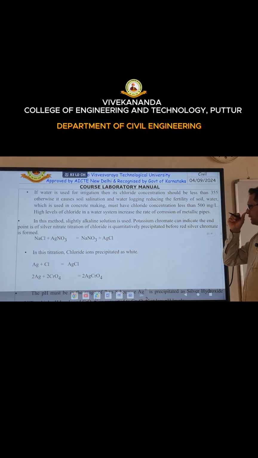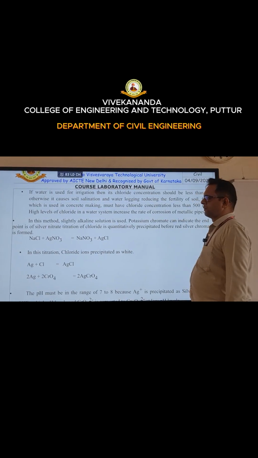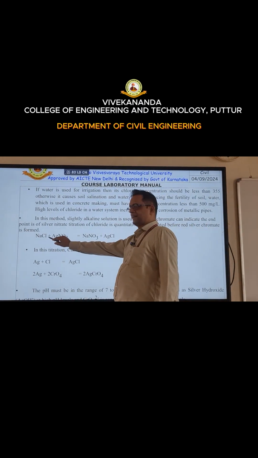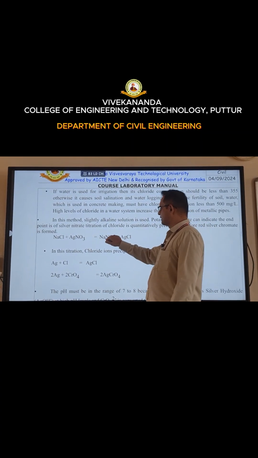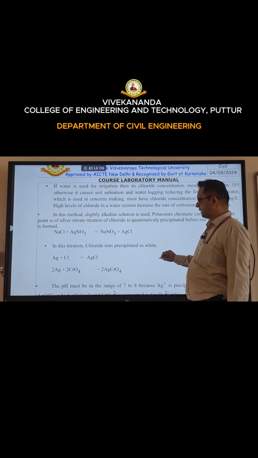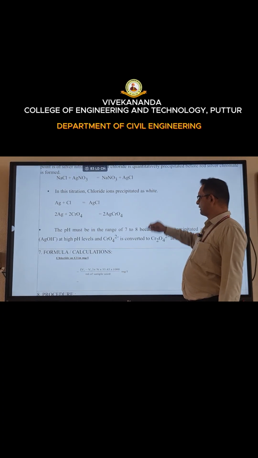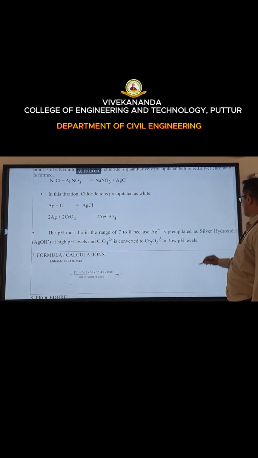So when I do the chloride test using the silver nitrate solution, whatever NaCl is there reacts with AgNO3, silver nitrate, and forms sodium nitrate and silver chloride, right? So that is the general procedure. While doing the test, generally the pH range should be between 7 to 8.